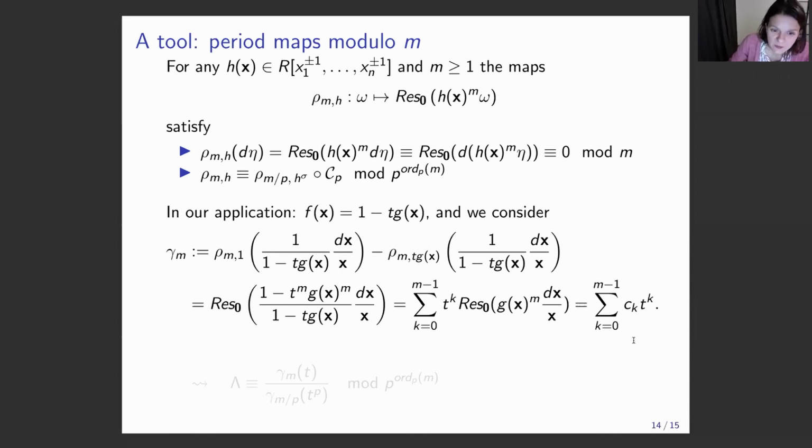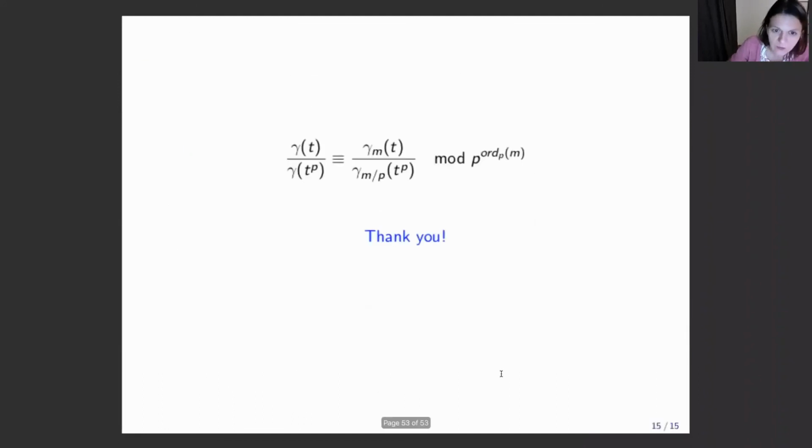So using this observation that truncations are periods, we just applied period maps of this kind, written here, and do the same algebra as on the slide where we computed the Cartier matrix on this rank 1 subquotient corresponding to the interior of the Newton polytope in our example. And the result is that lambda, the Cartier matrix, or the ratio of gamma of t over gamma of t to the p, is congruent to some ratio of truncations modulo p to the power of p that divides m. And this is true for any integer m. This is Dwork's congruence. So this is what we wanted to achieve, actually.